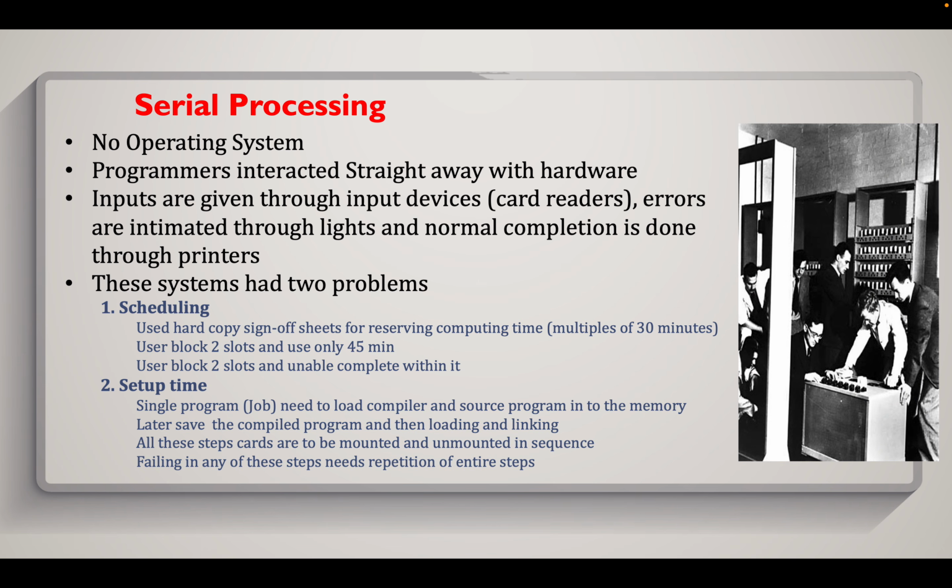Serial processing. What is serial processing? In serial processing, before 1970, there was no operating system at all. The programmer interacted directly with the hardware. Inputs are given to the devices using card readers, and the errors are rectified by the programmer manually. Then the corrected punch cards are again given to the program. So no operating system at all. When one program is executed by the system, no other programs can be executed. That's why it is called serial processing, one after another.